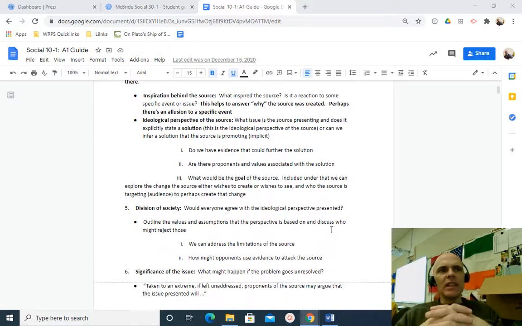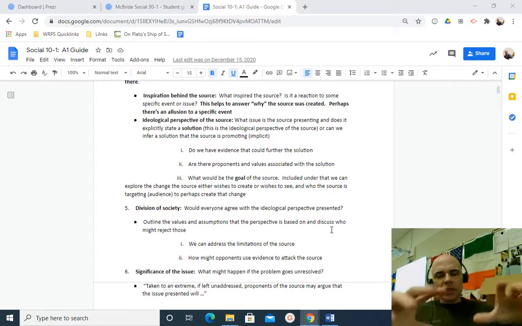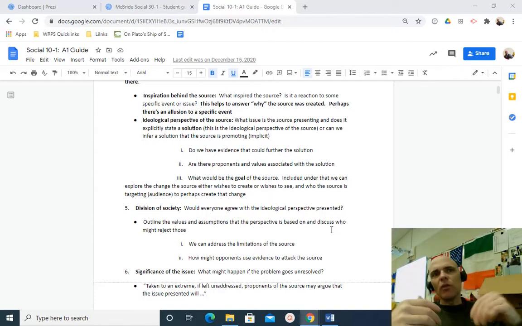One of the key steps needed in an A1 is to find the ideological perspective of the source. What issue is the source presenting? And does it explicitly state a solution, or is it implicitly on the page? Explicitly, it's right there. It's either in language, or it's in the cartoon or photograph or chart. Implicitly, we can infer based upon what's there the solution that the perspective of the source would like to promote. Do we have any evidence that could further the solution that's being offered? This is a good way to further the perspective of the source.